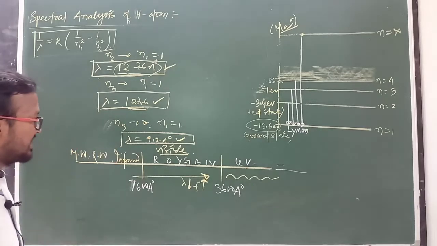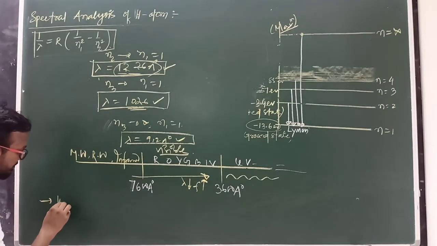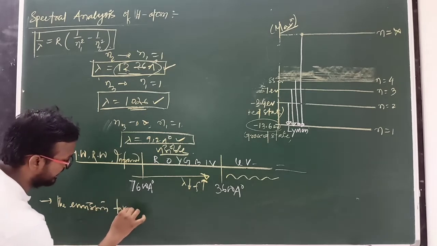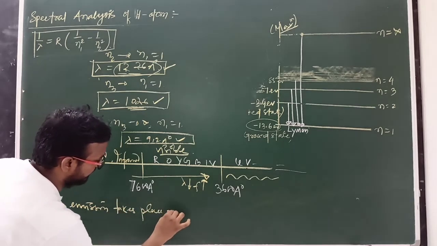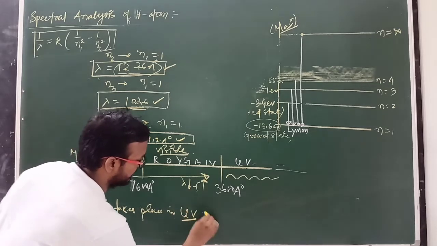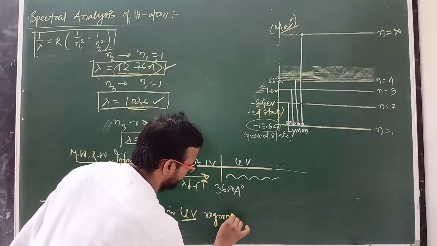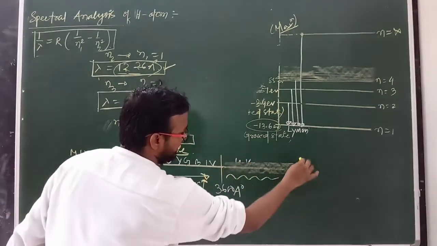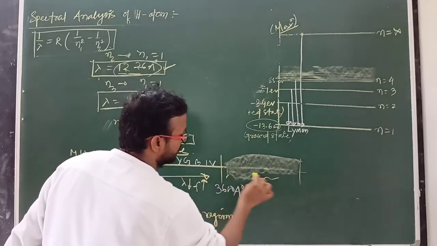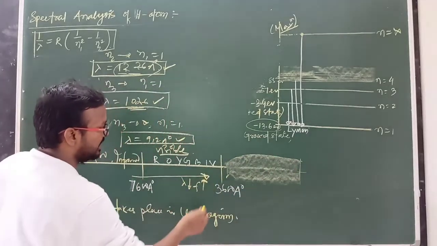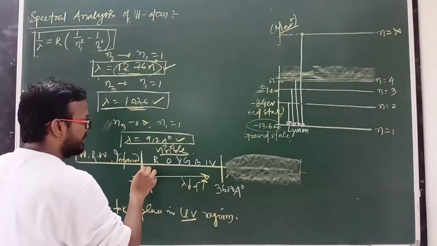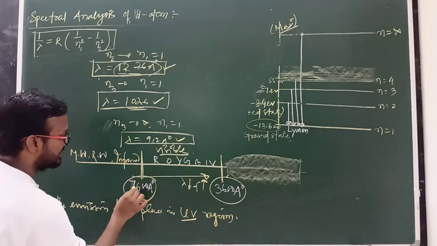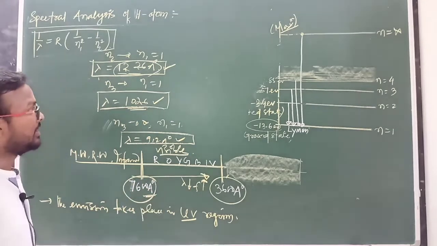And this region 1226 or 1026 or 9126 lies in this region. Clear? So in the Lyman series, the emission takes place in the ultraviolet region. Clear? So this transition takes place in the ultraviolet region, means this region which is not visible to us. Why? Because it is visible to our eye only in the visible region, 3600 angstrom to 7600 angstrom. Clear?